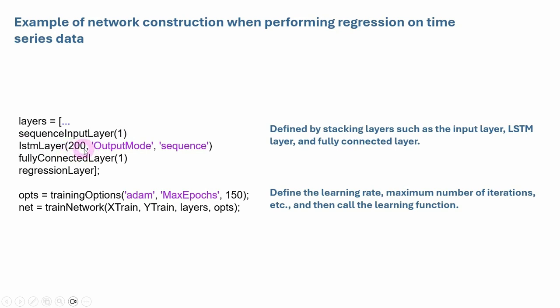Then a fully connected layer. This is used to calculate the output from the hidden layer. Since we're predicting a one-dimensional value, we put 1 here. Finally, a regression layer is added. After defining the layers, you set the training options like the Adam solver and maximum epochs, and then call the trainNetwork function. It's exactly the same process as when you train a convolutional network, so you can really do it the same way.